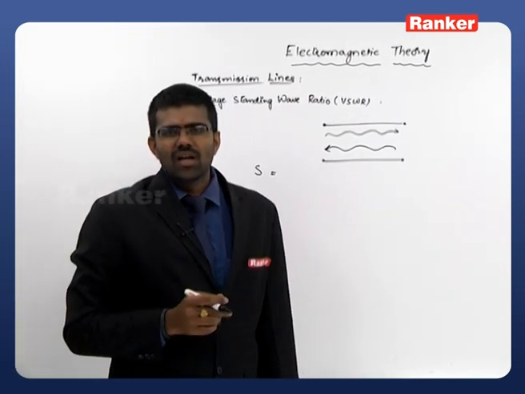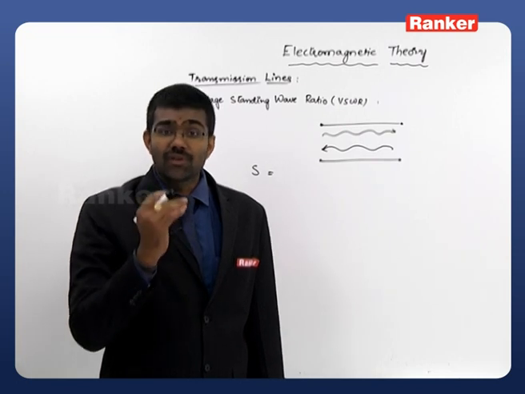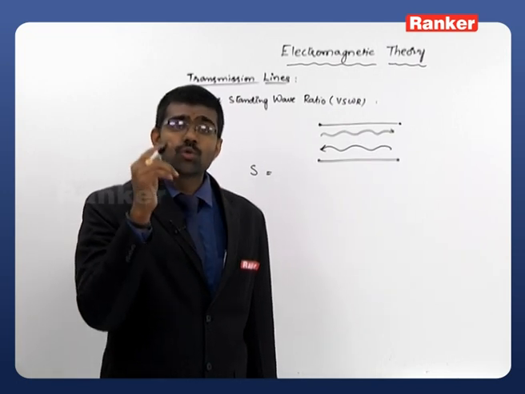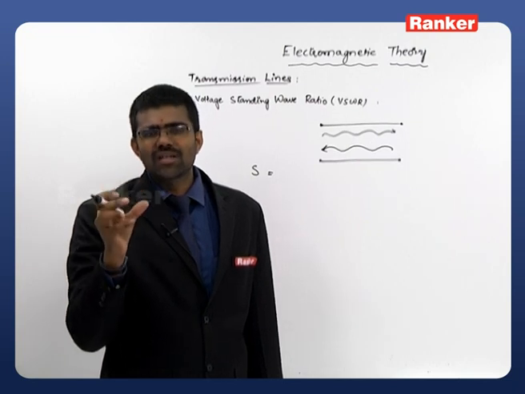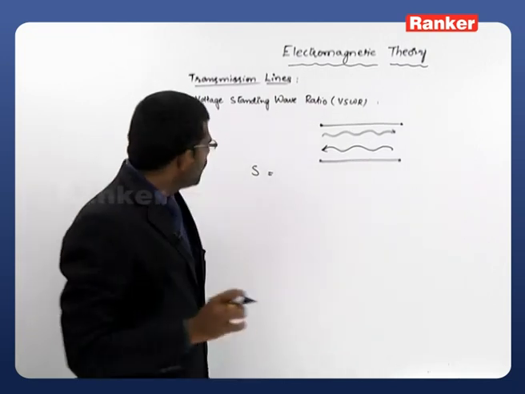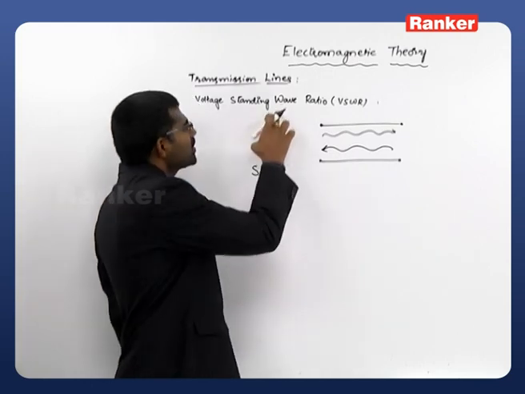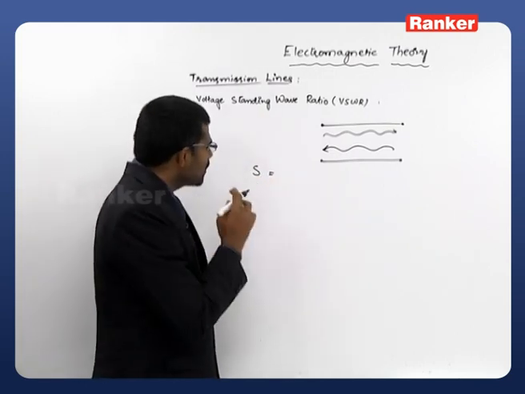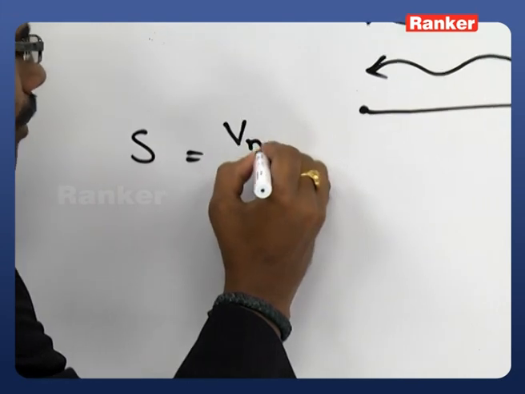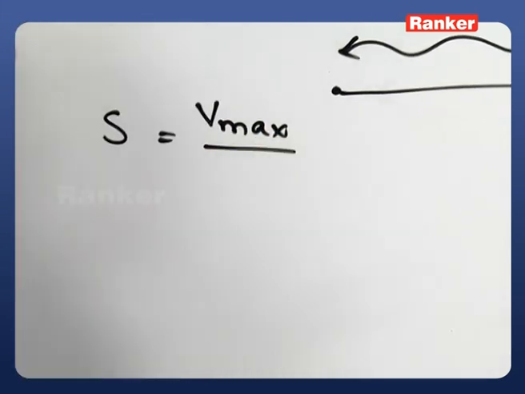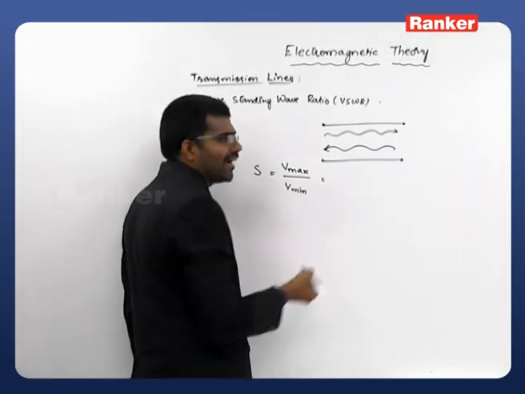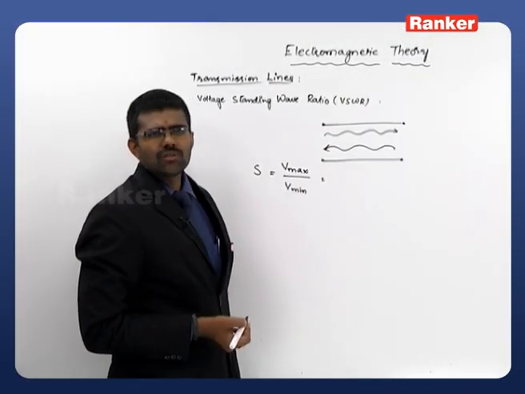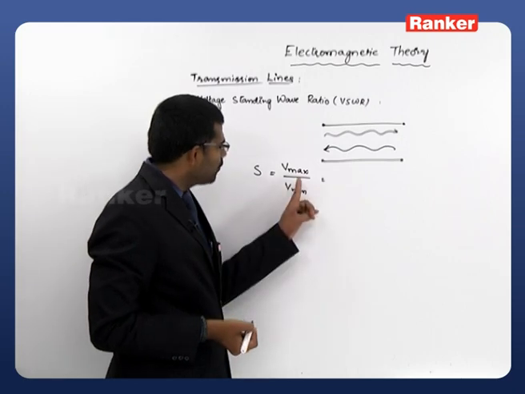Gamma will be given as the reflection coefficient, and for the reflection coefficient sometimes they may use rho also. So as per the problem given, you need to understand what is the parameter given to us, right? Here I will use the notation S for voltage standing wave ratio. How is it defined? Just the ratio of the maximum of our voltage standing wave to the minimum of our voltage standing wave. How will you observe the maximum and minimum of our voltage standing wave?